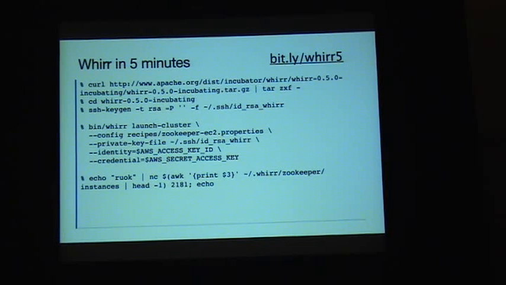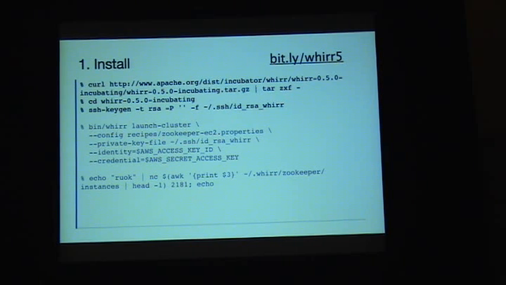If you wanted to follow along, you can go to the URL in the top right-hand corner, bit.ly/Whirr5, and you can cut and paste those commands, and you can actually have a cluster running yourself. So this is my way of not doing the demo and getting you to do the demo for me. Of course, totally optional. You will need a cloud account if you want to do that. These instructions assume EC2. So let's go through some of these lines in a little more detail.